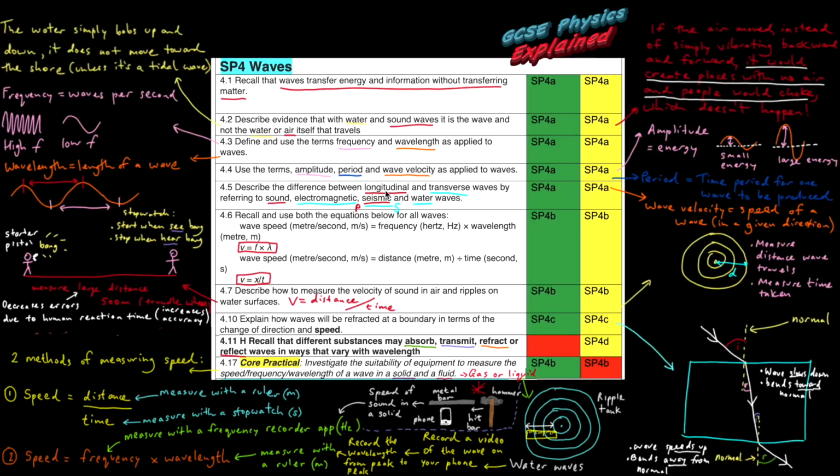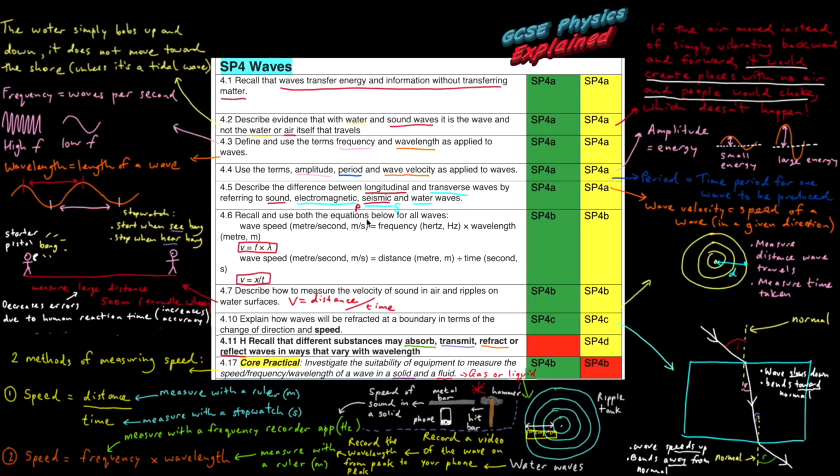Describe the difference between longitudinal and transverse waves by referring to sound, electromagnetic, seismic waves and water waves. So if it's a longitudinal wave, I've underlined it in red. So you've got an earthquake wave called a P wave, and you've got sound. And pretty much any other wave is transverse. So all of the 7 electromagnetic waves are all transverse, and the waves on the top of water is also transverse.